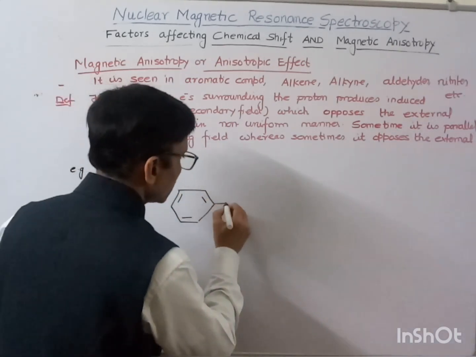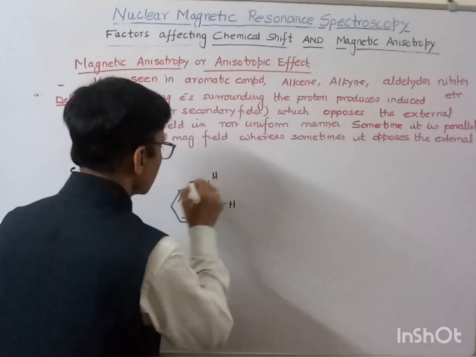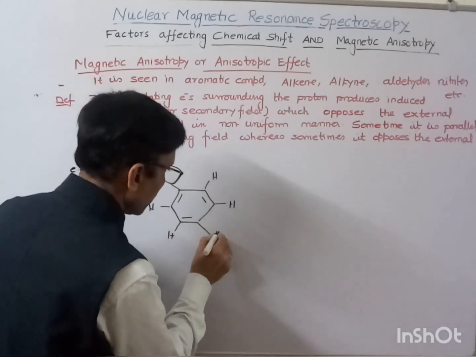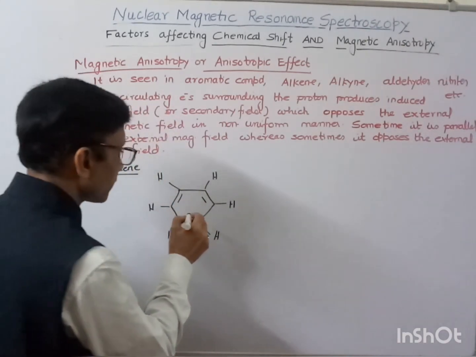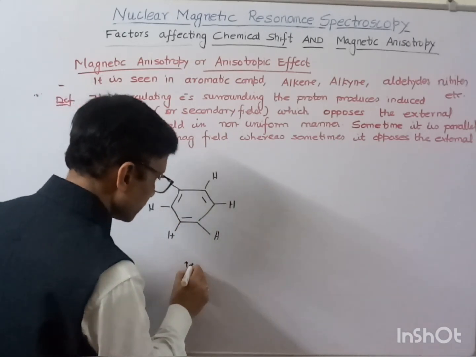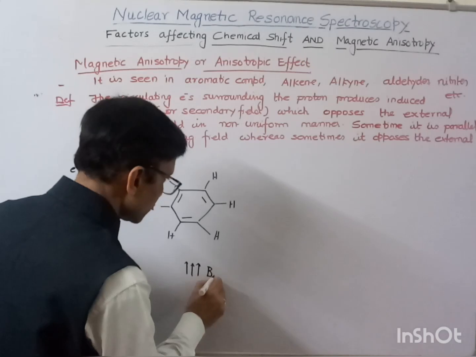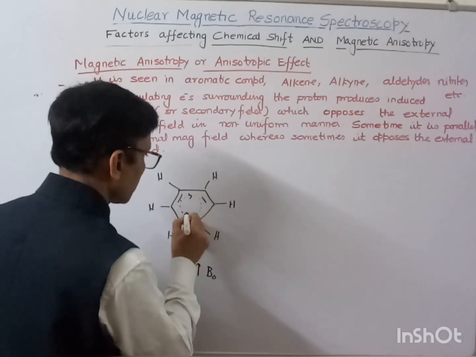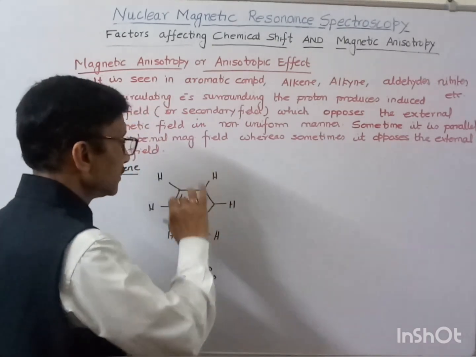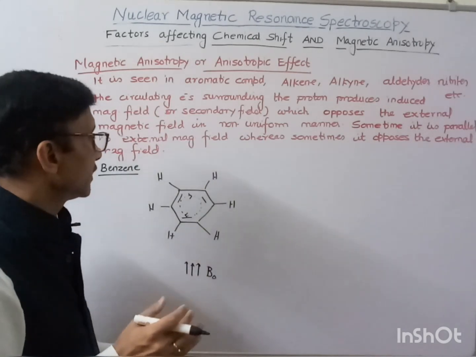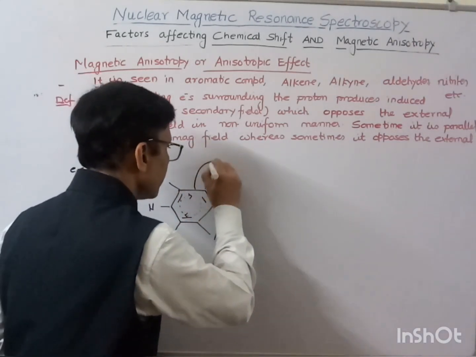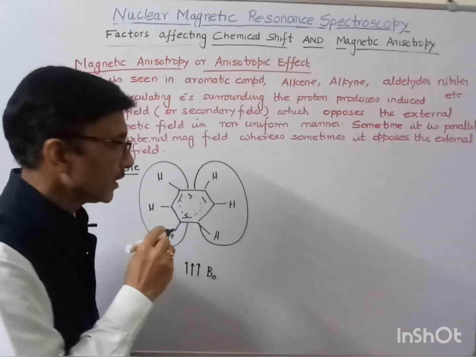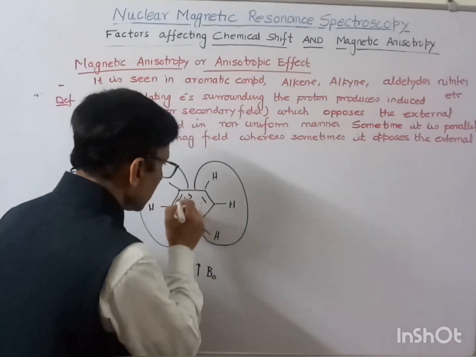Now, these are the 6 protons which are present, and these are the pi electrons, in the presence of the external magnetic field. These pi electrons are circulating, and this circulating pi electron will generate a local diamagnetic current, or we can say a secondary magnetic field.